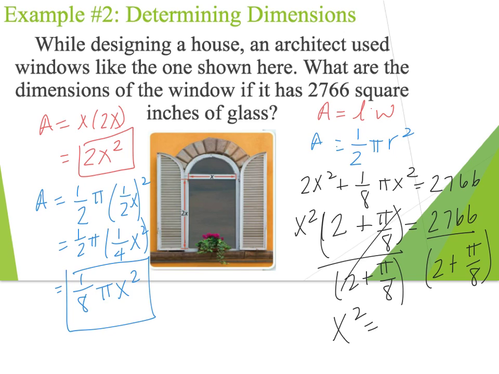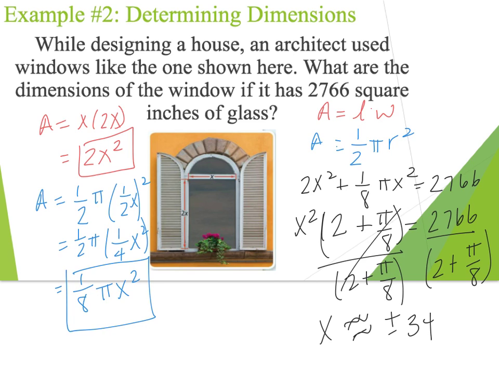Actually, let me erase that. Okay, so in our calculator, the way we would solve this is we would say pi divided by 8. Whatever that answer is, you would then add that to 2. And then whatever answer that is, you would say 2,766 divided by that previous answer. And so x squared would equal that number. And then finally, to get just x, we would take the square root of whatever that final answer is, and what you'll notice is that you'll get positive or negative 34.